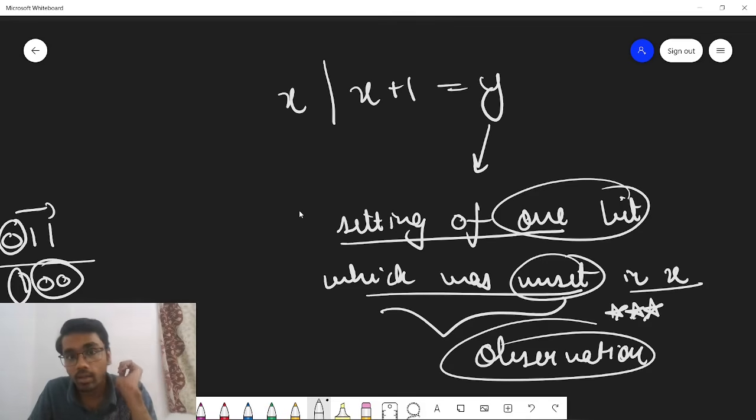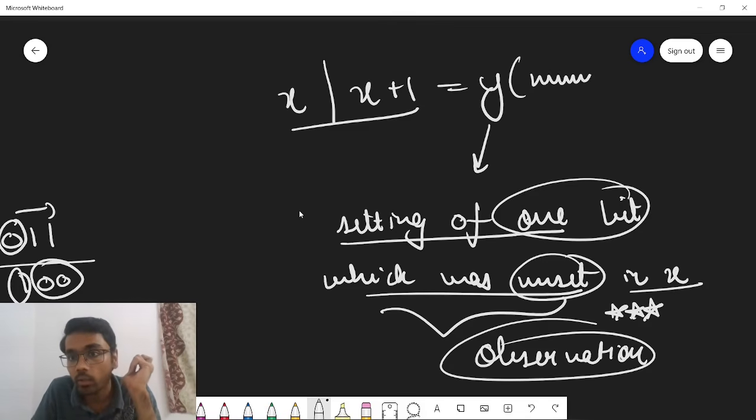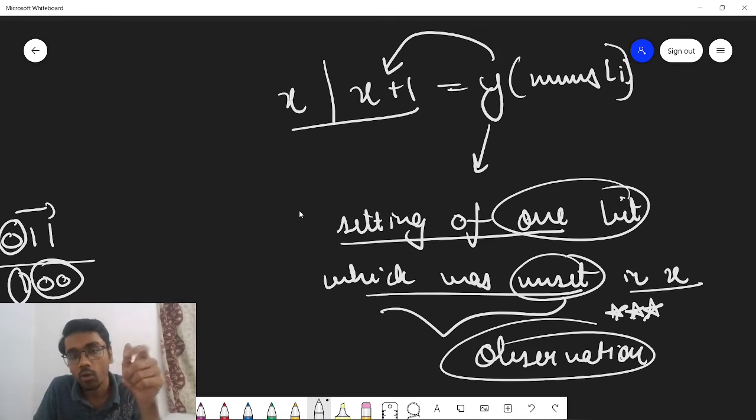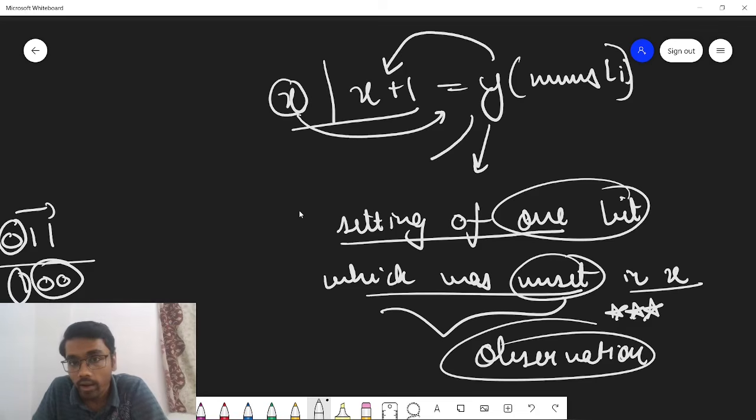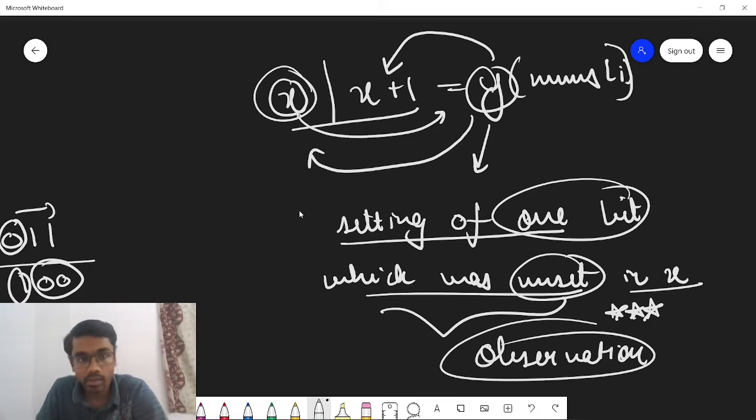So x OR x plus 1 is y, and this y should be equal to nums of i in order to fulfill our condition. Now, can we think in the reverse direction, or apply the same logic in reverse? Yes, we can. Initially, one unset bit of x is getting set in y, so can't we unset one set bit of y to get x? Yes, we can do that.